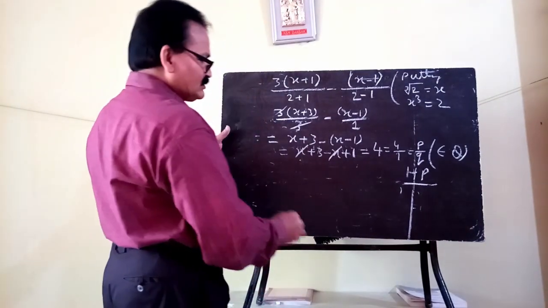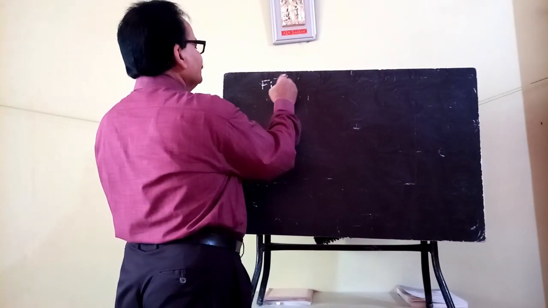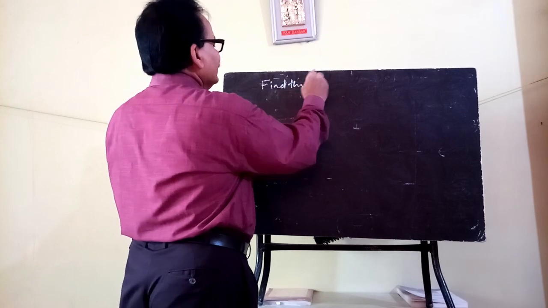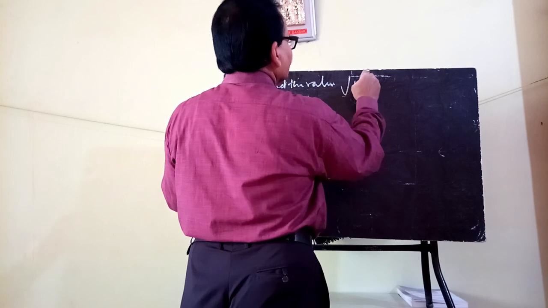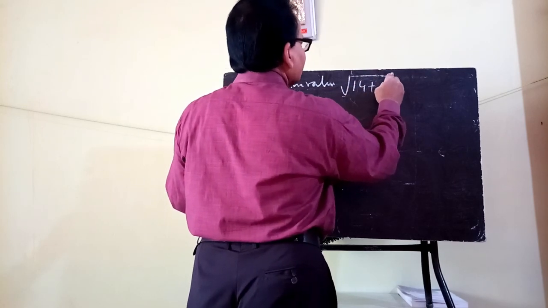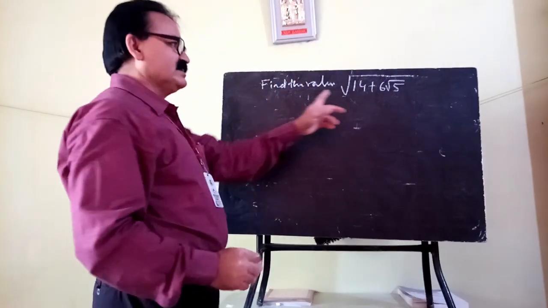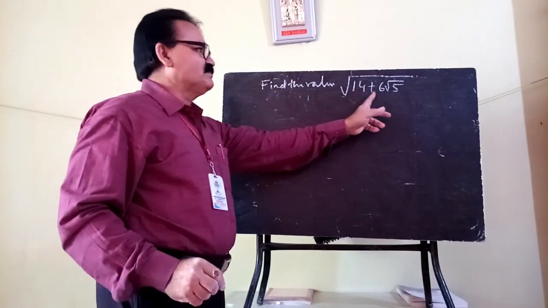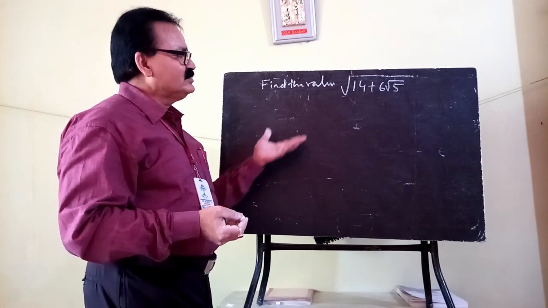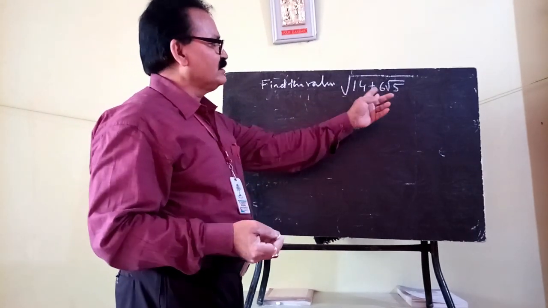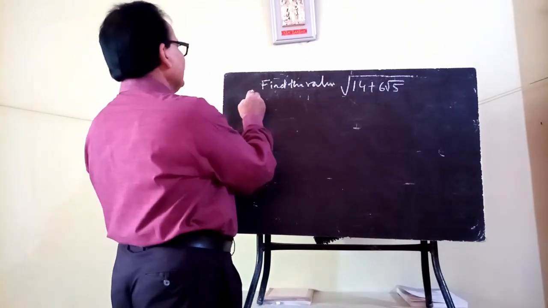Now for the next question. Your question is to find the value of the square root of 14 plus 6 root 5. You see, you have to find out 14 plus 6 root 5. Now the question is, how should I remove the root? There is a root and also inside there is a root. So let me see. So you write the solution.